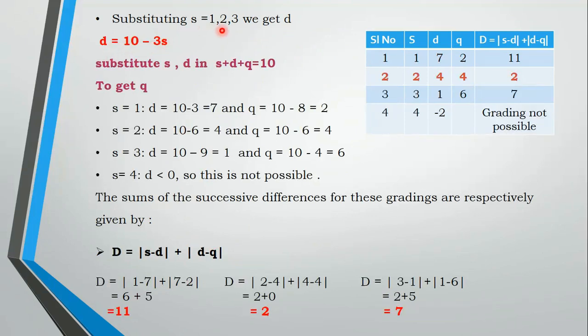Substitute S is equal to 1, 2, 3, 4. Go on substituting until you get only positive values. So we'll have this form. Observe here, S is equal to 1 means D is equal to 10 minus 3, it is 7. And if S is 2, then 10 minus 6, that means 2 threes are 6, it is 4. And S is equal to 3 means it is 1. If S is equal to 4, you are going to get a negative value. So this grading is not possible. That means you need to stop at negative values.